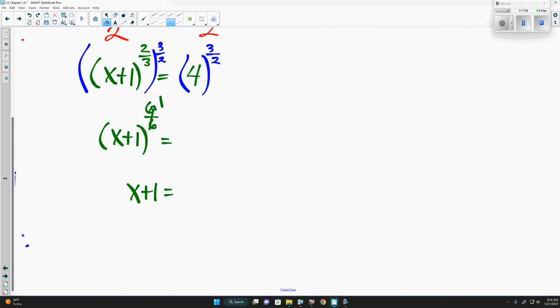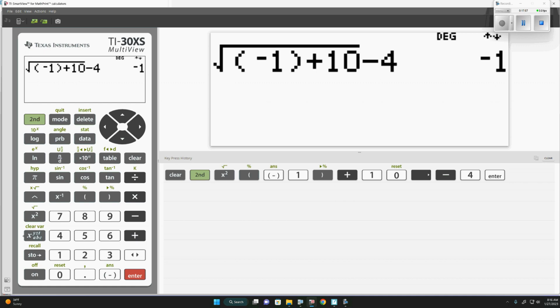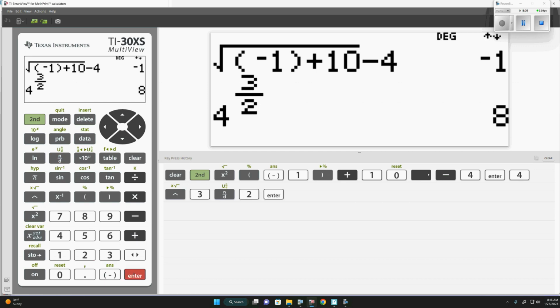Now over here we have 4 to the 3/2. 4 to the 3 over 2 is 8.